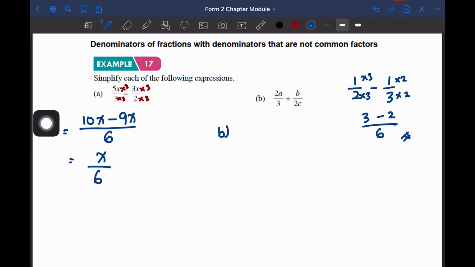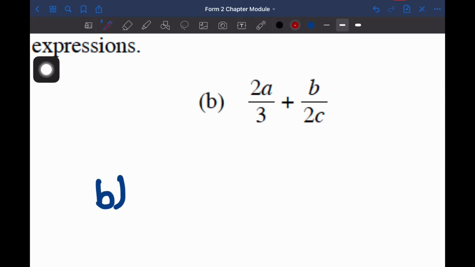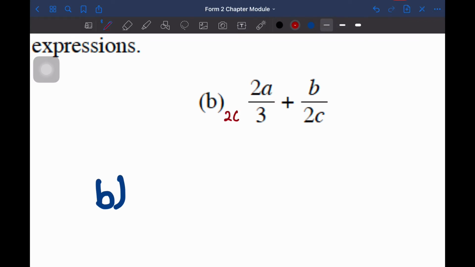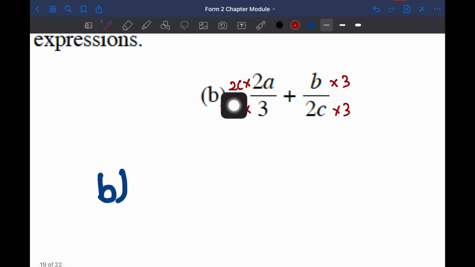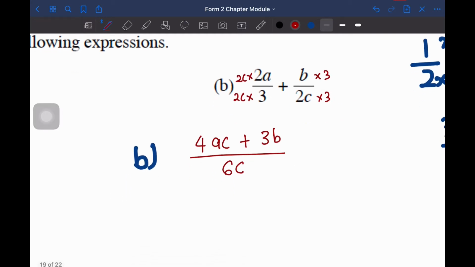Okay, now B. Over here we only have 3. Over here we have 2C. So 3 times 2C. Over here we times 3. Okay, tukar. So 2C times 2A, 2 darab 2, 4AC. Plus B times 3 is 3B over 3 times 2 is 6C. Okay, so this is our answer.